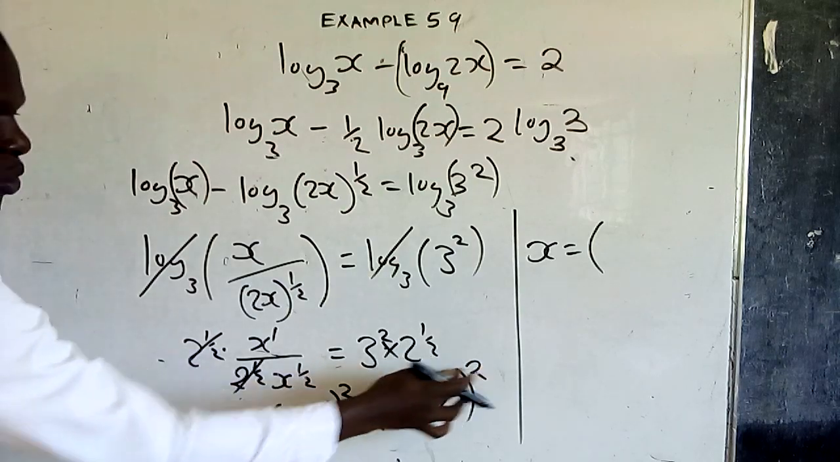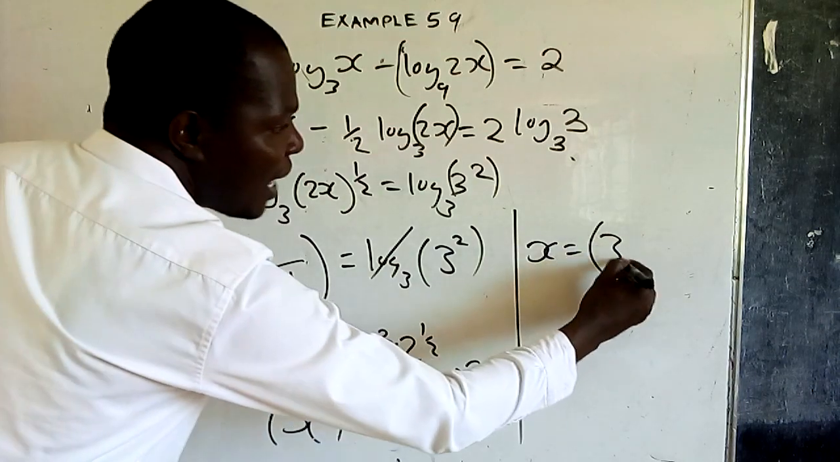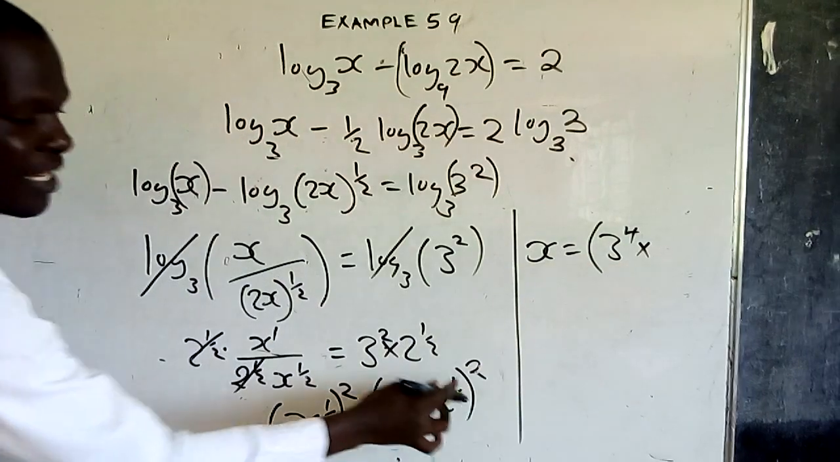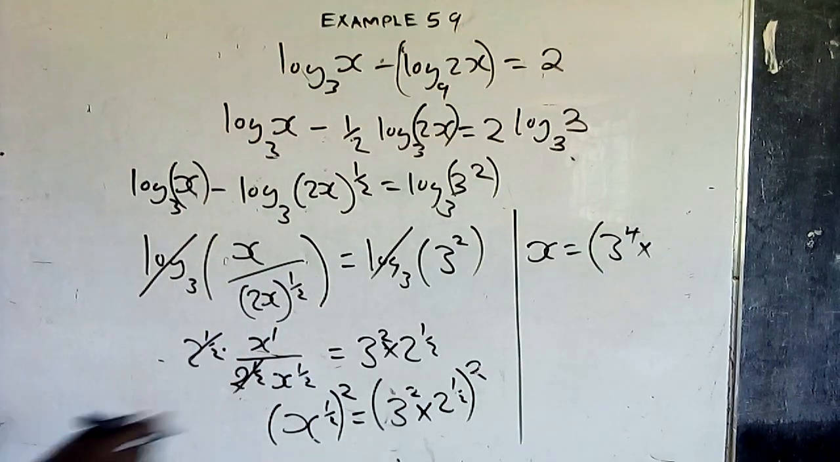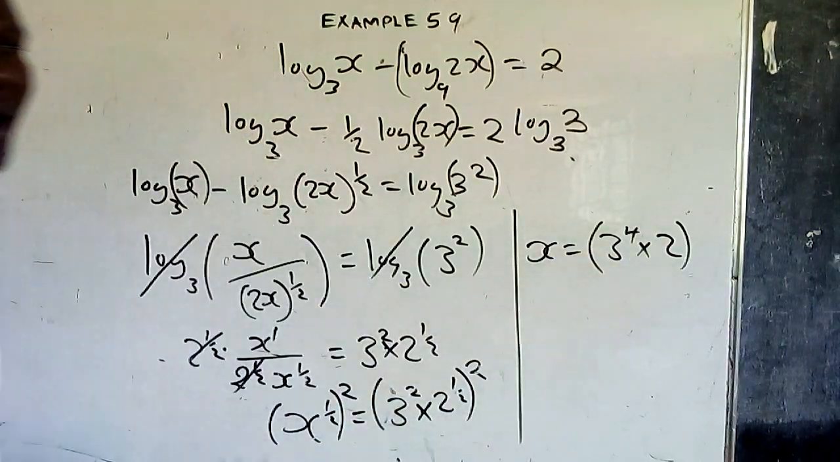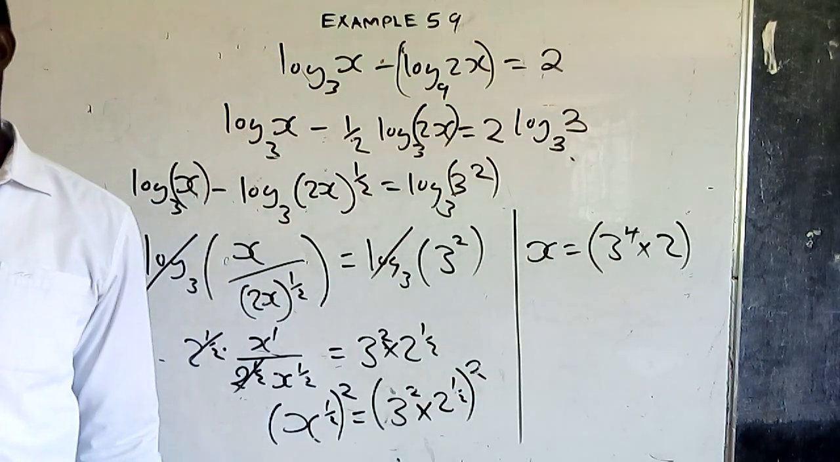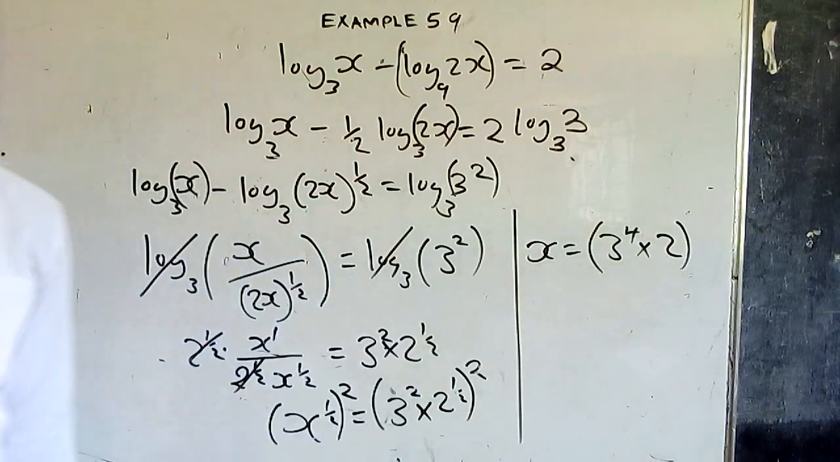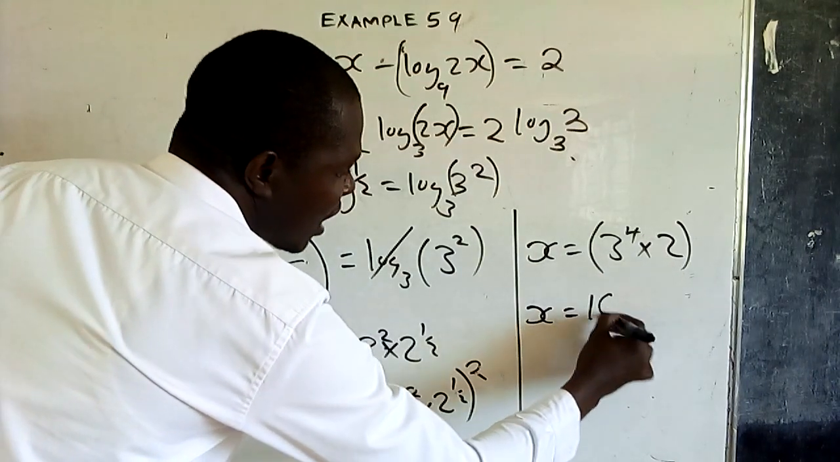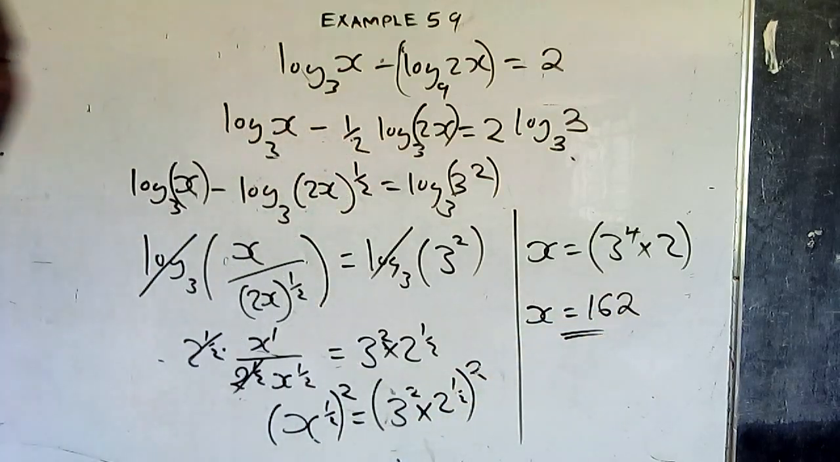So here 2 times 2, you get 3 raised to power 4, then times 2 times a half, you get 1. So you remain with times 2 raised to power 1, which is just 2. 3 raised to power 4 is 81. 81 times 2, you get 162. So the solution of that given problem, x, is 162.